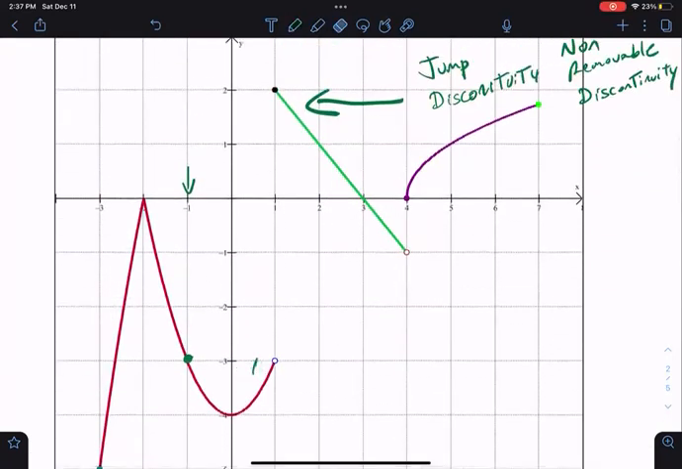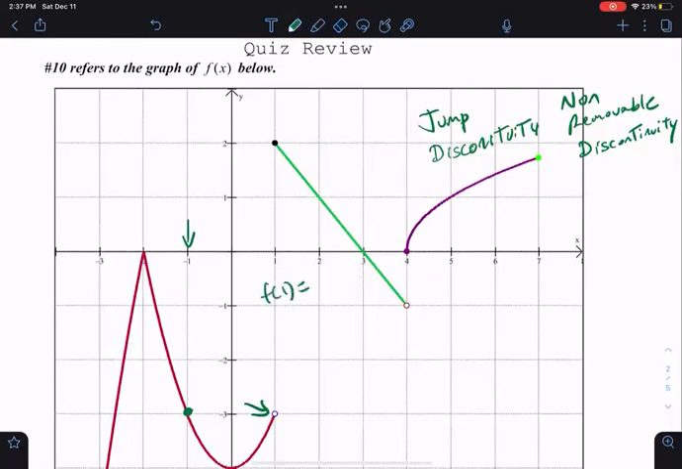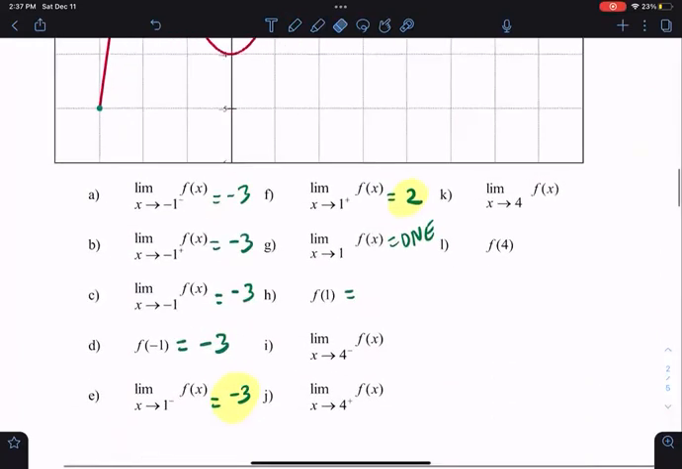Well, you cannot say it is this one, right? You can't, because there's a hole here. But it's defined here, because you see the little dot is closed. So it's defined at that point. So f of 1 will be 2, right? So f of 1 is 2. Okay.